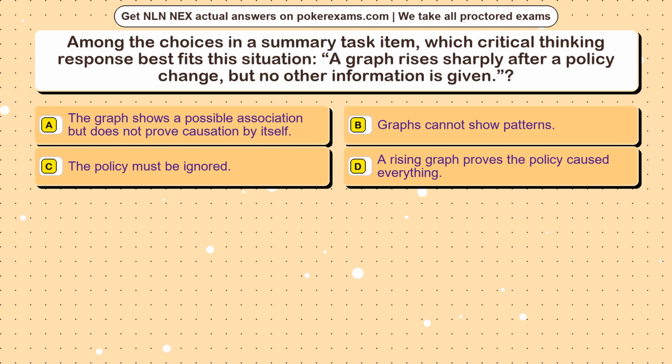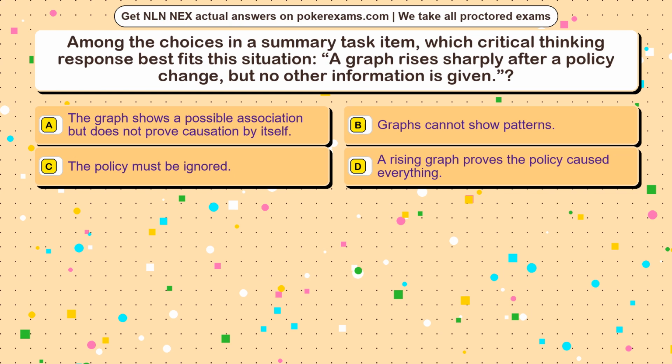Question 15. Among the choices in a summary task item, which critical thinking response best fits this situation? A graph rises sharply after a policy change, but no other information is given. Option A. The graph shows a possible association but does not prove causation by itself. Option B. Graphs cannot show patterns. Option C. The policy must be ignored. Option D. A rising graph proves the policy caused everything.